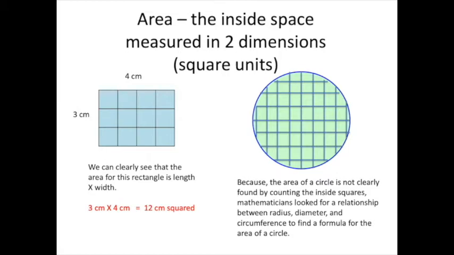However, when we look at a circle, it is clear to see that this area is not easily found. Each square is not clearly defined. Some squares are pieces of a square. Therefore, mathematicians looked at the relationship between radius, diameter, and circumference to find a formula for area of a circle.